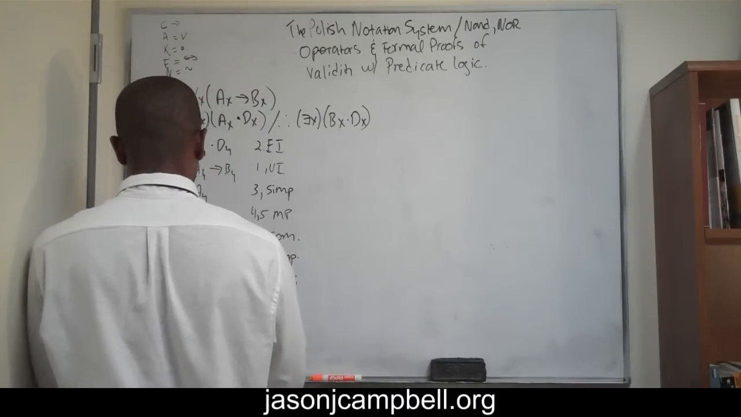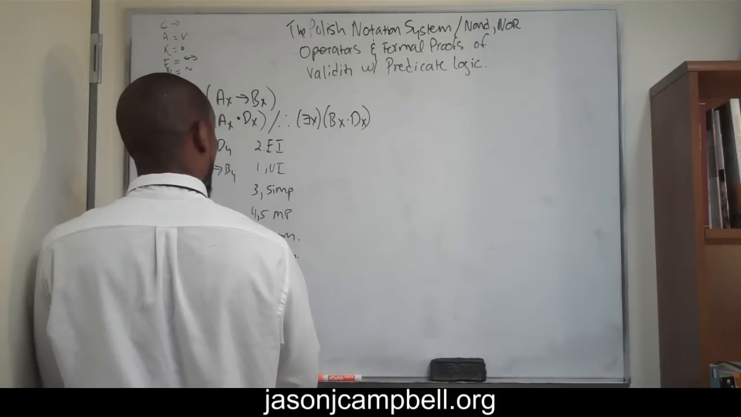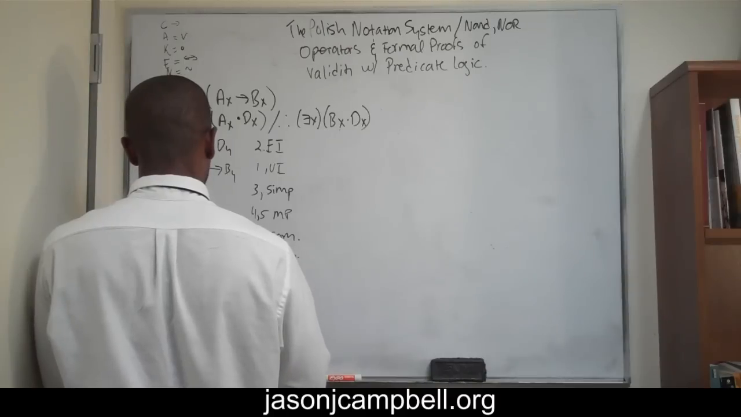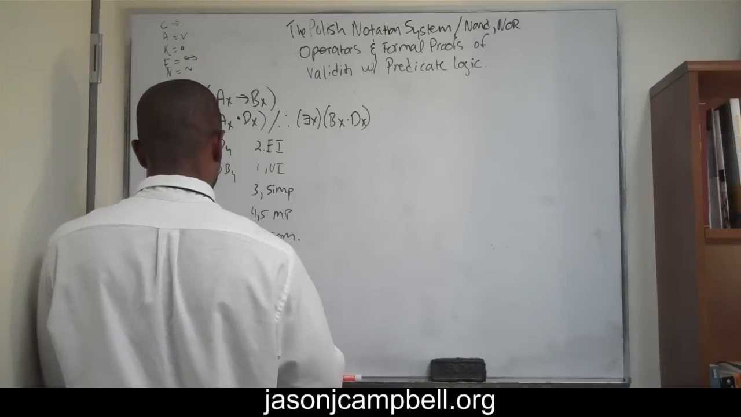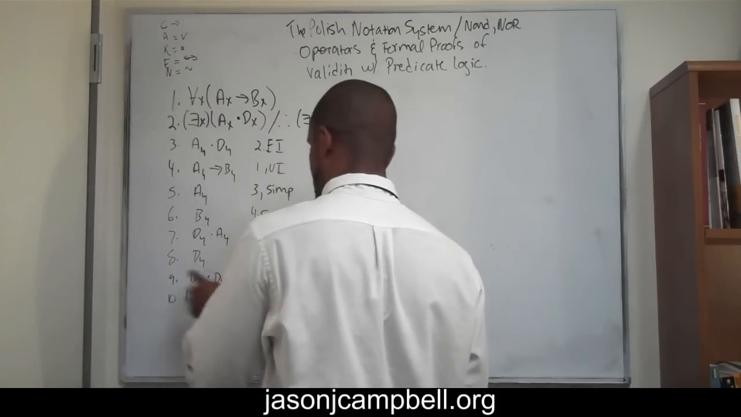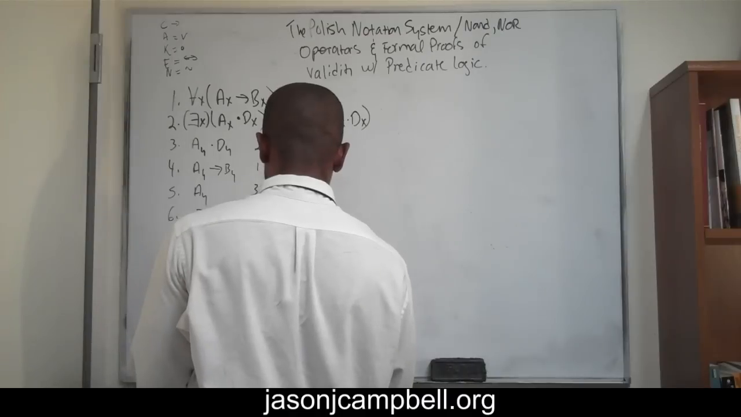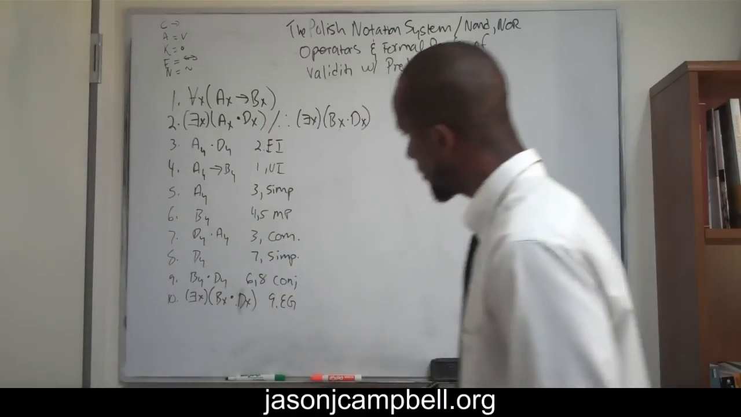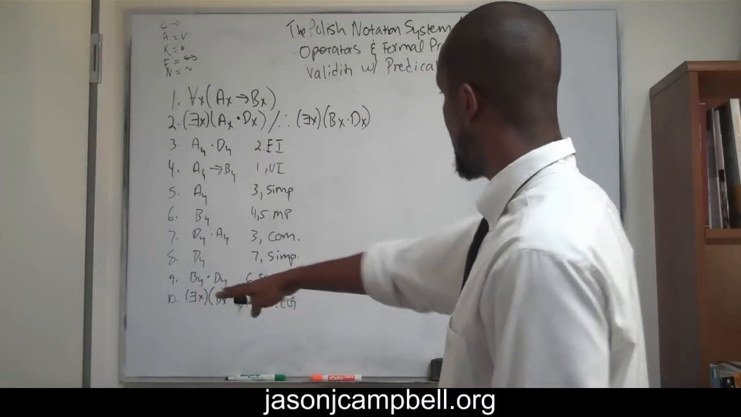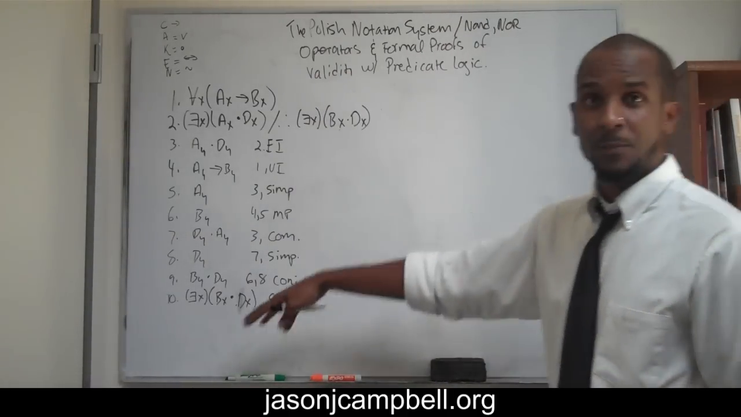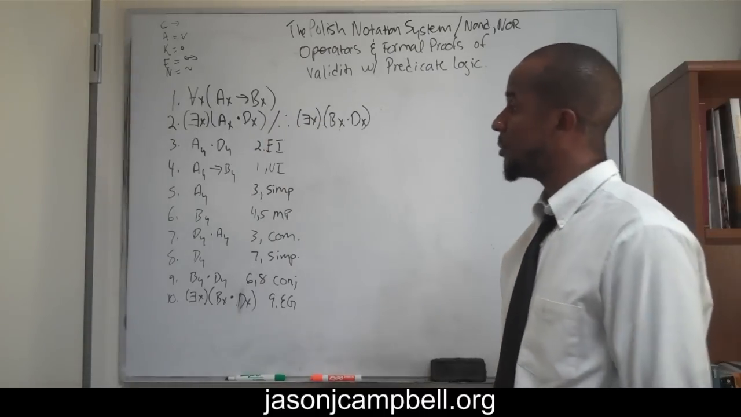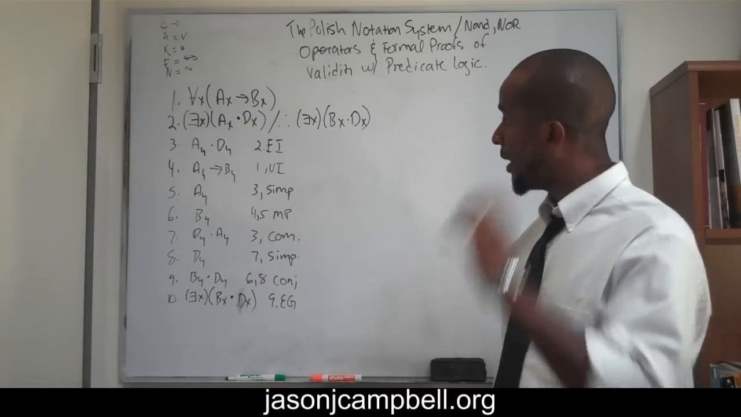Where are we? What are we trying to do? Bx and Dx, and that's 9 EG. Did I do that right? Yeah, I mean, I had to have done that right. Okay. Alright, so that's that. So we know that this is valid. We've proven, this is obviously predicate logic, that it's valid in predicate logic.